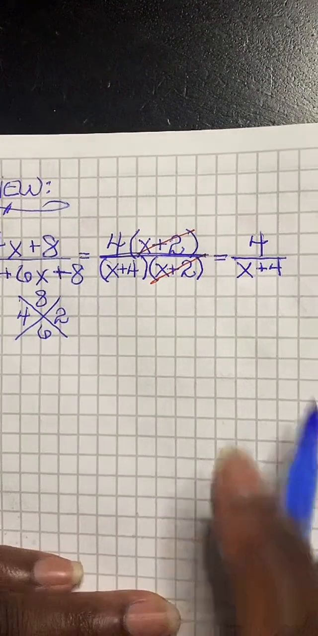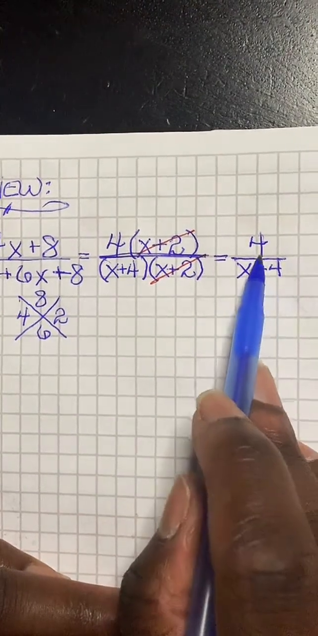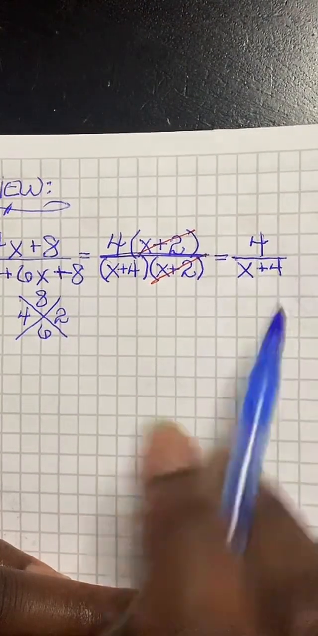Now, you're probably going to be itching and say, oh, okay, so that means we can divide the 4 and the 4. No.